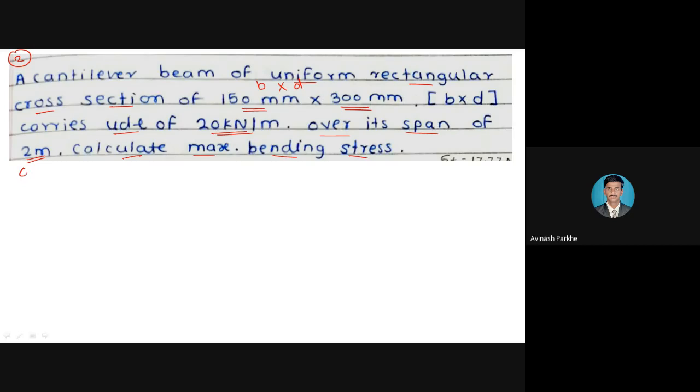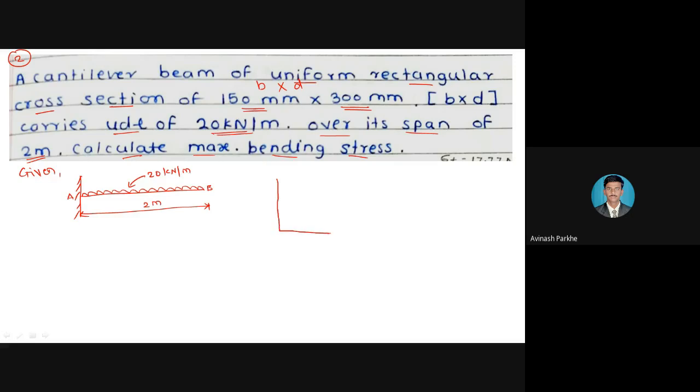So once again, whatever is given, first of all I will draw the type of beam. A cantilever beam is given, means one end is fixed, another end is free, and the beam is subjected to the UDL on the entire span and its magnitude is 20 kilonewton per meter. This is point A, this is point B. The total length of the span is given as 2 meter.